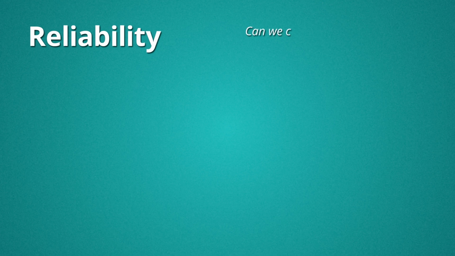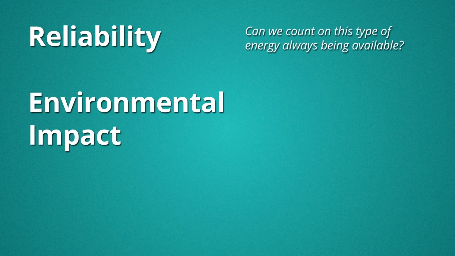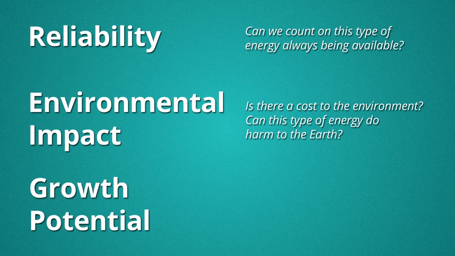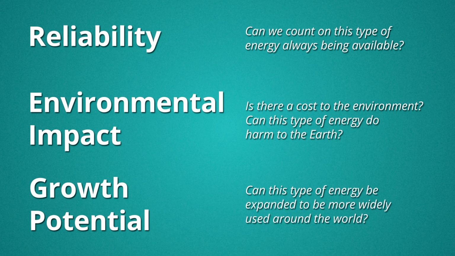Let's take a look at the three specific areas I focused on when researching hydropower and solar power. You will see that listed on the Venn diagram, which makes it easier to compare. The three things I looked at were reliability: Can we count on this type of energy always being available? Environmental impact: Is there a cost to the environment? In other words, can this type of energy do harm to the earth? And growth potential: Can this type of energy be expanded to be more widely used around the world?